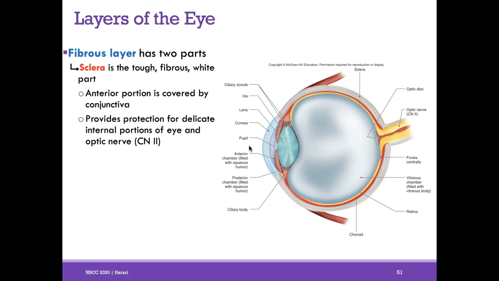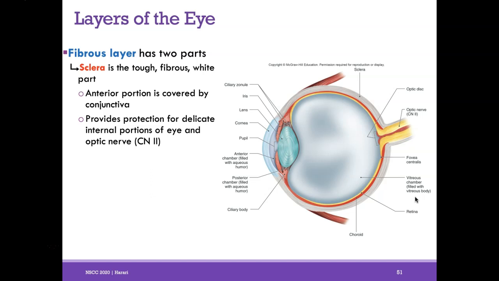So let's talk about the fibrous layer first, which is the outermost, most superficial portion of the eye. The fibrous layer has 2 parts. The sclera is the white portion of the eye. So the whites of the eye are called the sclera, and it's very, very tough. I wish we had an opportunity to do a dissection because you would see how tough the sclera is when trying to puncture it. It is very hard, very firm, very fibrous.